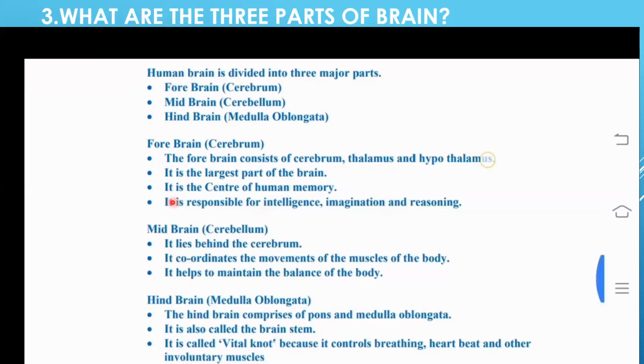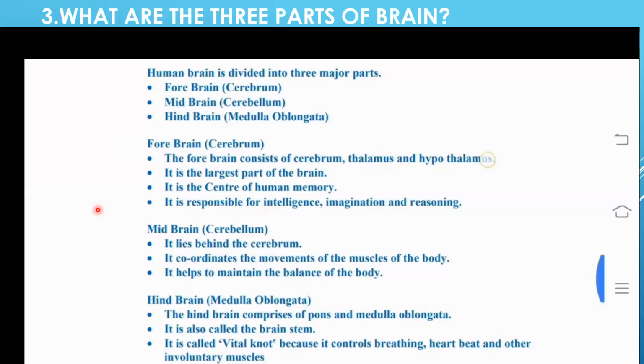Second, the midbrain, also known as the cerebellum. It lies behind the cerebrum. It coordinates the movement of the muscles, and it helps to maintain the balance. This midbrain lies behind the forebrain, and it helps the muscle movement of the body and maintains the balance of the body.